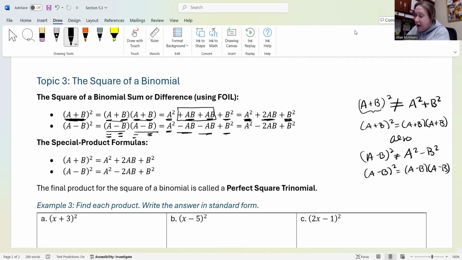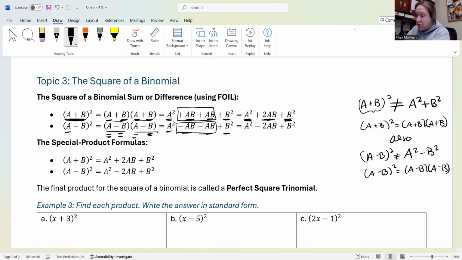So when we combine, notice those middle terms don't cancel like they did when we were dealing with the conjugate pairs. Here, you're multiplying the exact same terms by themselves, so a plus b times a plus b, or a minus b times a minus b. You don't change your signs, you keep the sign the same. Those middle terms don't cancel, it doubles. So notice again the pattern that's emerged.